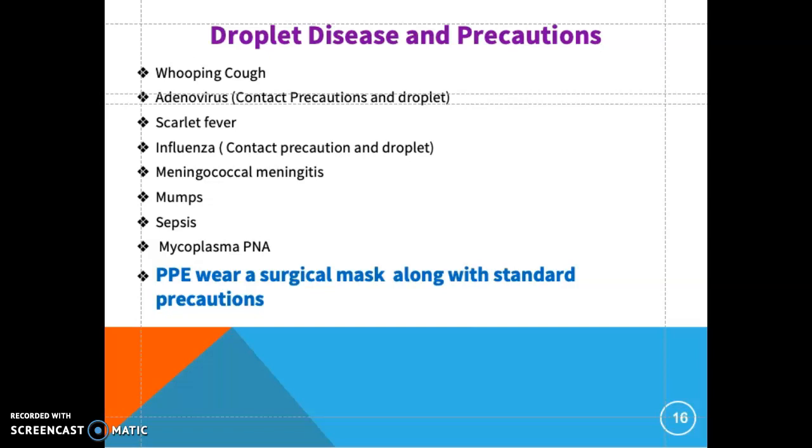Meningococcal meningitis, mumps, sepsis, mycoplasma pneumonia. So wear personal protective equipment, and patients that are placed on droplet precautions have to wear also a surgical mask along with standard precautions.